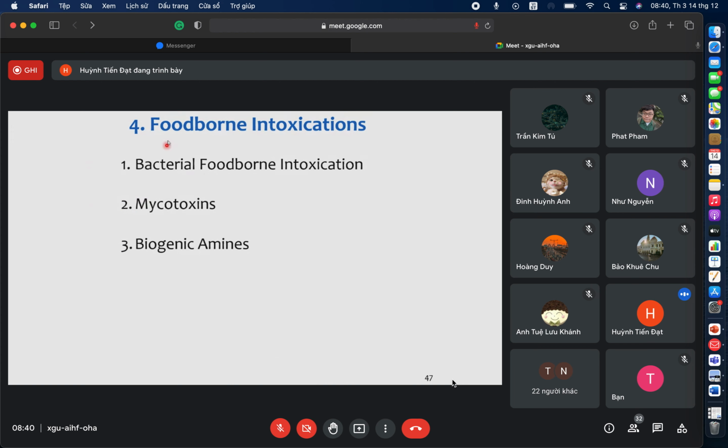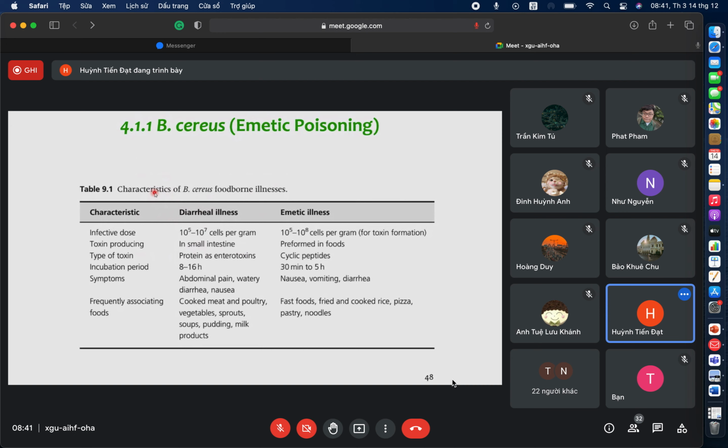So here, I will introduce some bacterial foodborne intoxications, the mycotoxins from the molds, and maybe the biogenic amines. Okay, so we talk about Bacillus cereus. They cause emetic poisoning. They are toxin producing, with a diarrheal illness and an emetic illness. The toxin is already available in the food. The diarrheal one is like toxical infection, but we talk about emetic.